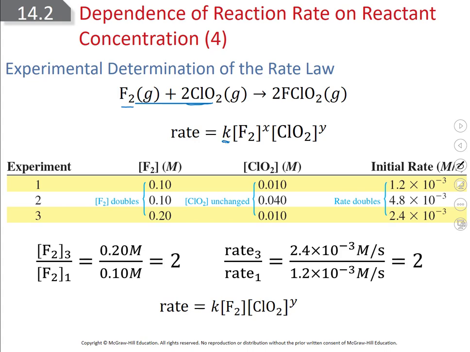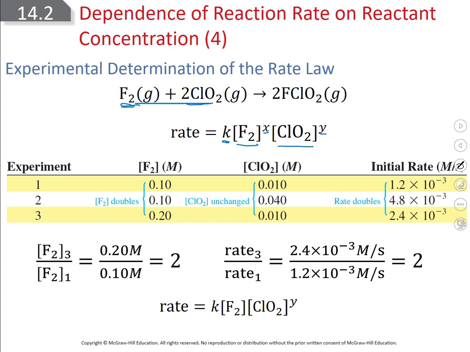So we have some rate constant K times the concentration of our first reactant, F2. Remember, the brackets mean concentration of. Raised to some order X, so this is the order with respect to fluorine, times the concentration of your second reactant raised to a different order here. So this is what we call the general format of the rate law.